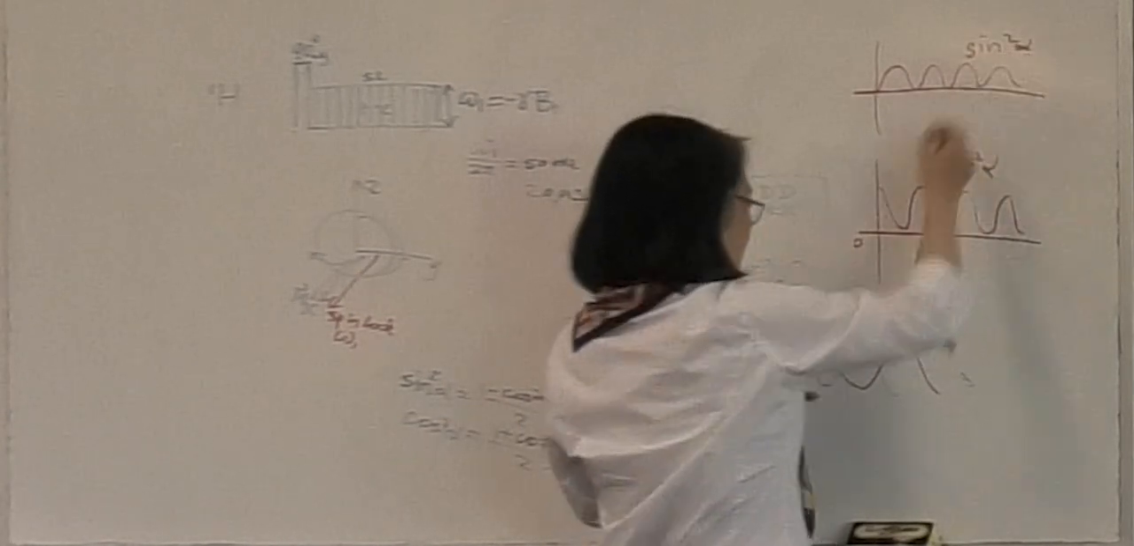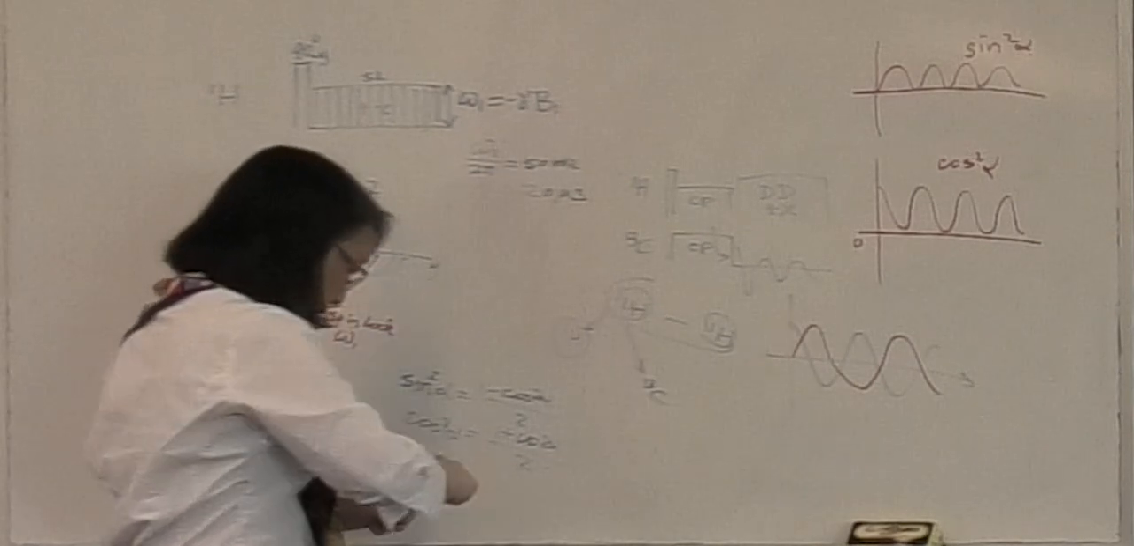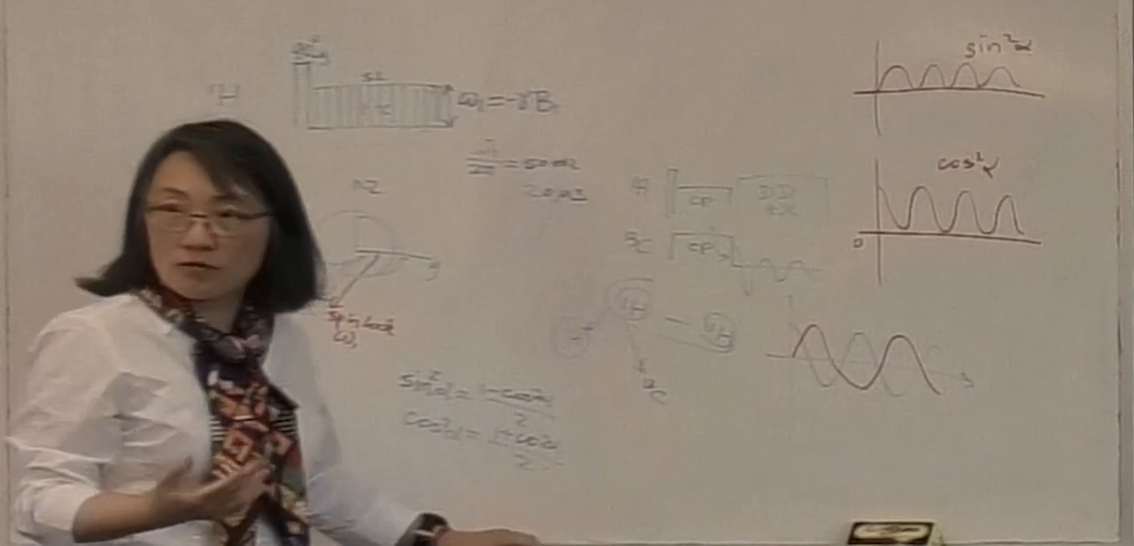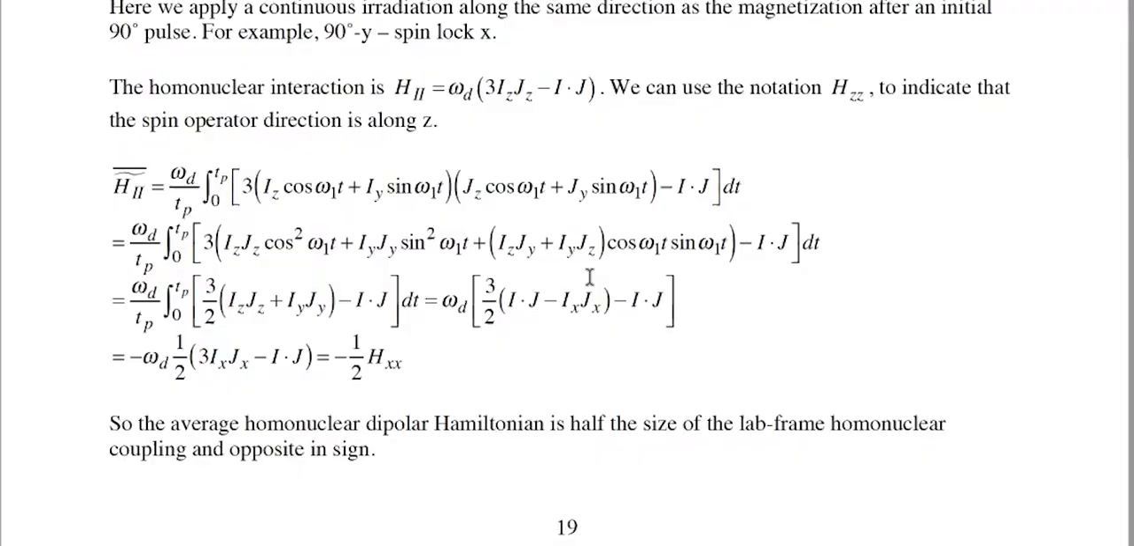So whenever you deal with sine square and cosine square in NMR, you know pretty quickly that the average or integral won't be zero. In fact, it's 1/2. Okay, so that's what I have here. These cross terms, cosine sine and so on, drop out, but the sine square and cosine square will remain. There's some algebra to work out details, but you basically get 3/2, and then IZJZ plus IYJY, and then you still have that minus I dot J.